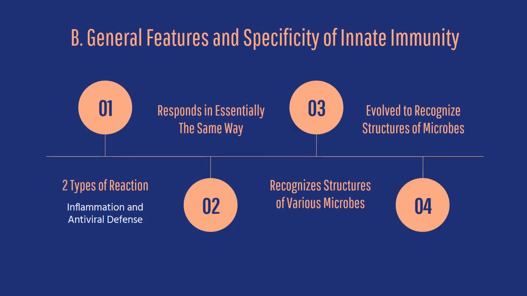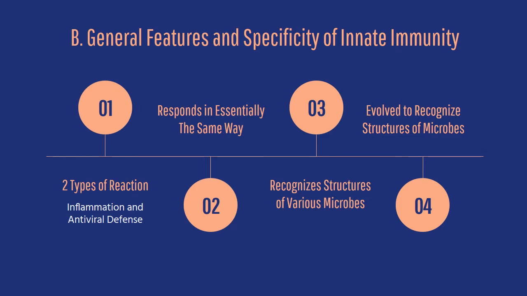There are 7 general features and specificities of the innate immune response. The first is that the two principal types of reaction of the innate immune system are inflammation and antiviral defense. The second is that the innate immune system responds in essentially the same way to repeat encounters with a microbe. And the third is that the innate immune system recognizes structures that are shared by various classes of microbes and are not present on normal host cells.